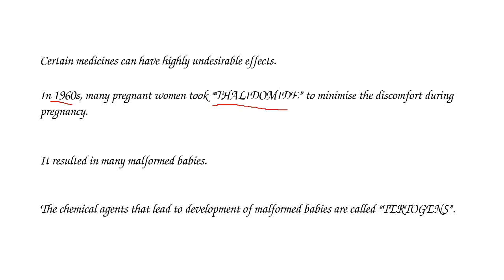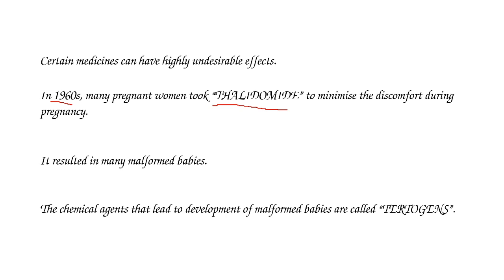So when the embryo's size increases, some discomfort between the organs will develop. That may create some vomiting sensation and all. So to minimize that discomfort during pregnancy, most of the pregnant women in the 1960s started using a medicine, thalidomide. It resulted in many malformed babies.